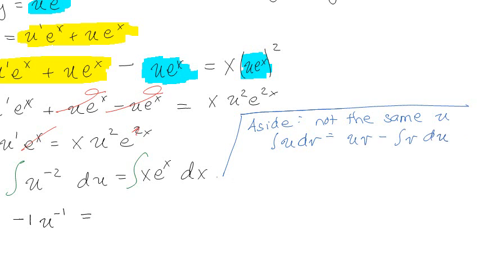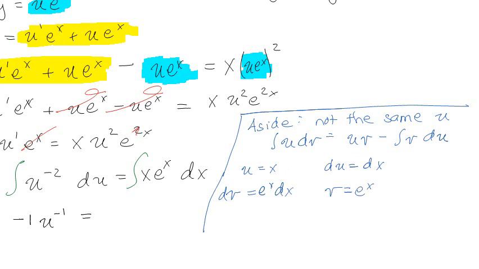Okay, so we're going to do the same thing here. In this case, our u is equal to x, and our dv is equal to e to the x dx. So that means if u equals x, then du equals dx. And if dv equals e to the x dx, then v is equal to e to the x, because if I integrate both sides, I'll get v and e to the x.